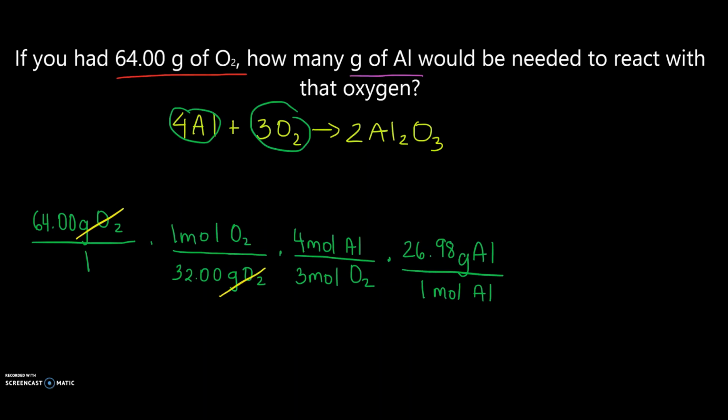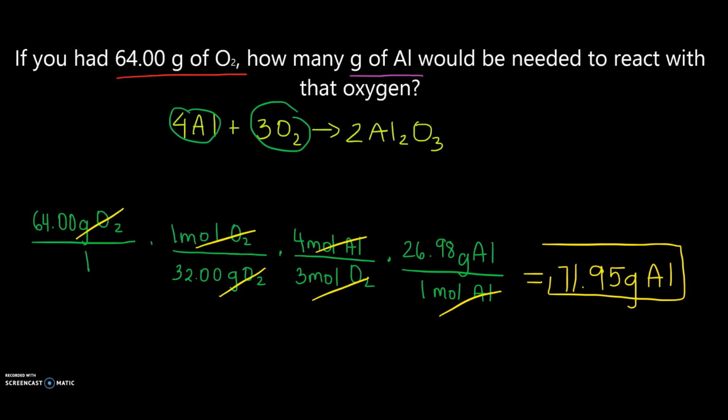And now we can check that grams of O2 have been crossed out. Moles of O2 can also be crossed out. Moles of Al can be crossed out. That we are left with only the grams of Al with our final answer of 71.95 grams of Al. Once again, paying attention to the sig figs, since we have started off with our given with 4 sig figs, 64.00 has 4 sig figs, that's how we will end our answer also, with 4.